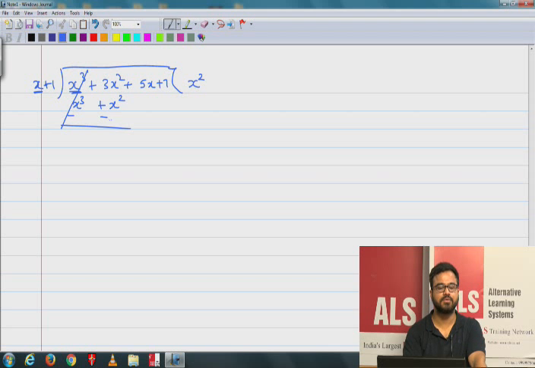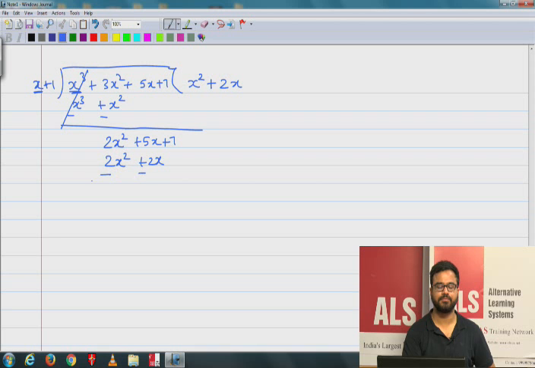Now 3x square minus x square, that will become 2x square. And we will copy down this one, plus 5x plus 7. After this you can see, here we have 2x square. So x multiplied by what number will give you 2x square? x multiplied by 2x, that will give you 2x square. And 1 multiplied by 2x, that will give you 2x.